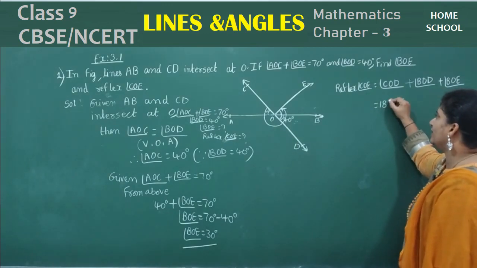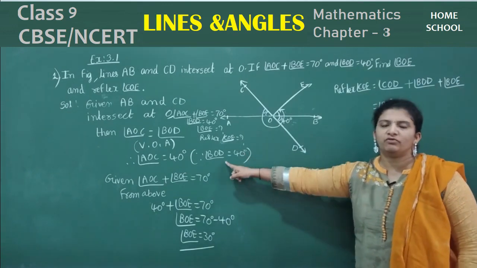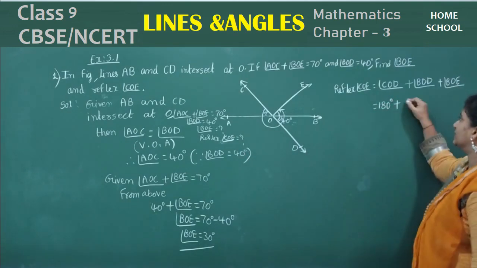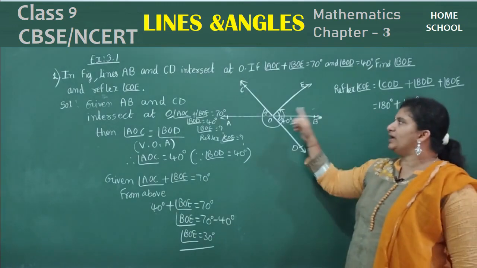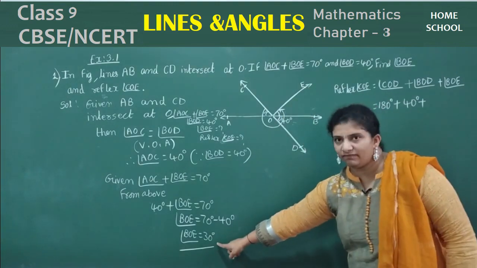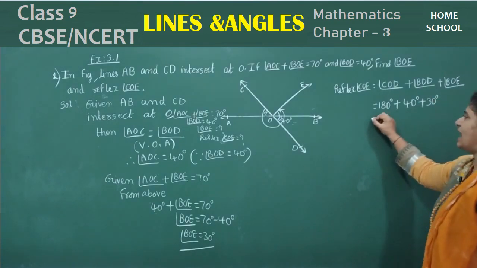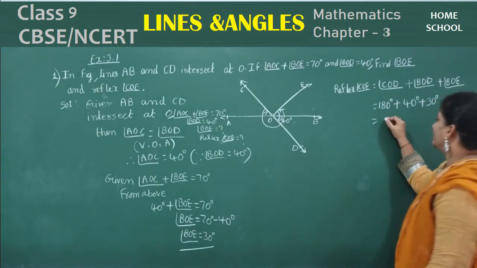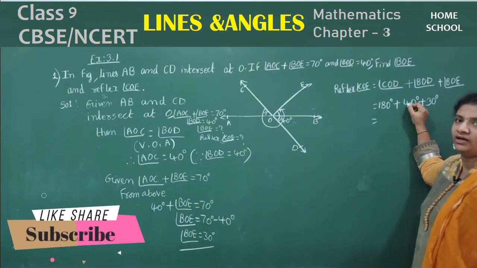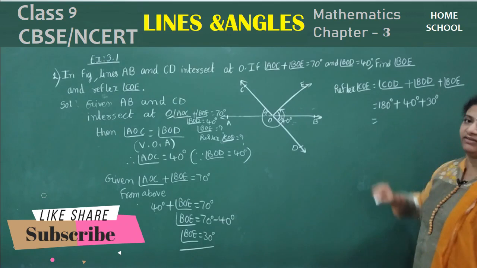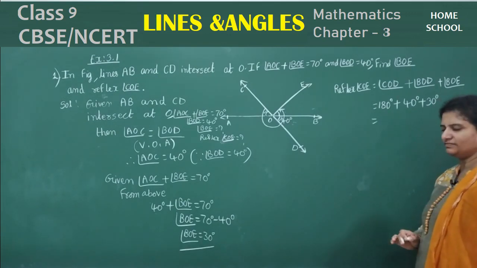Now children say here, what is angle COD? Straight angle, it will be 180 degree. And what is BOD children? Angle BOD is already given. That is how much here? 40 degree. And then angle BOE. What is BOE we got? 30 degree. So now let's add this one here. 180 plus 40, that is 220. 220 plus 30.